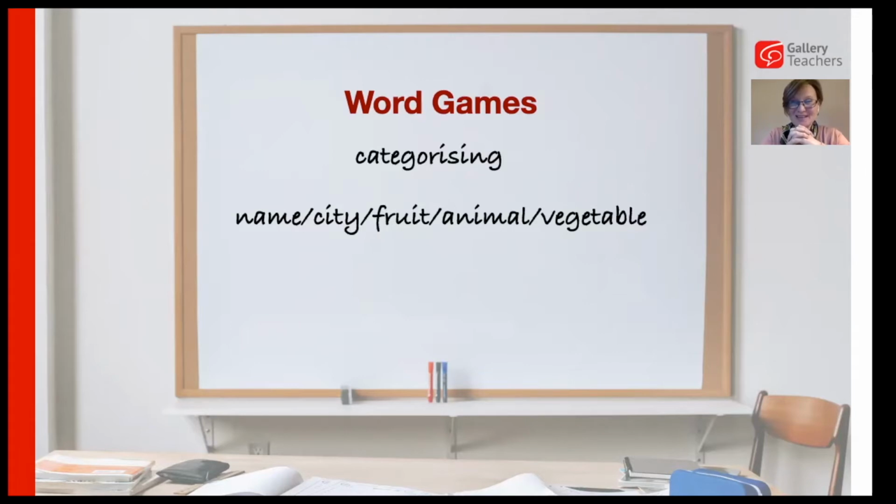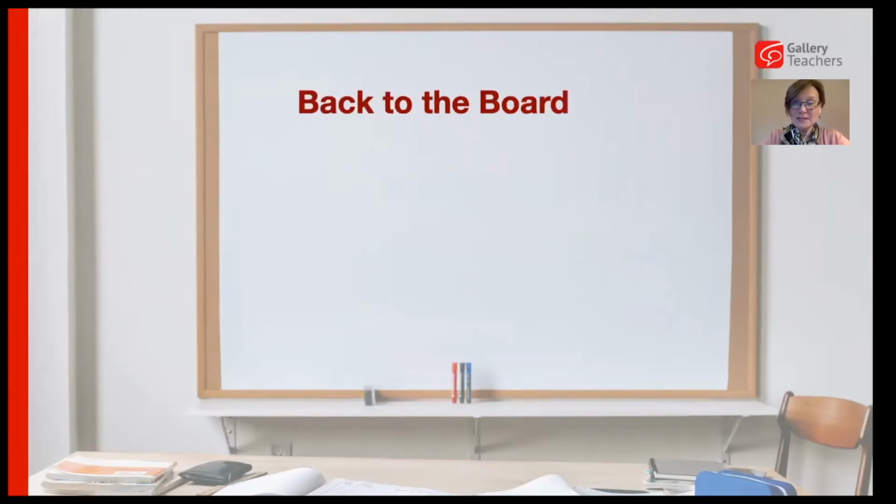All right, so for example, if the letter is L, you have Lena as the name, city is London, fruit can be lemon, animal can be lime, vegetable can be lettuce. So you can start like this. And the first person who finishes this is the winner. All right. Another thing is the back to the board activity that probably a lot of you are familiar with.